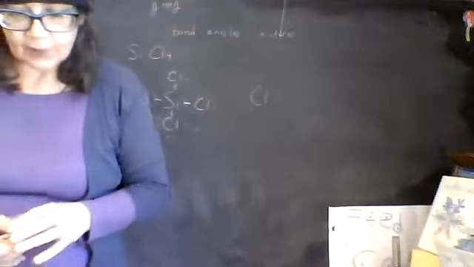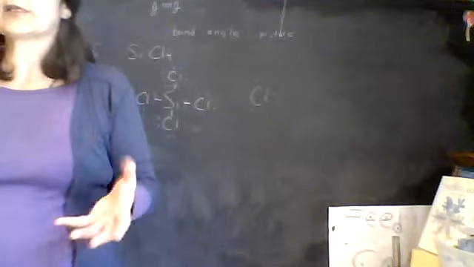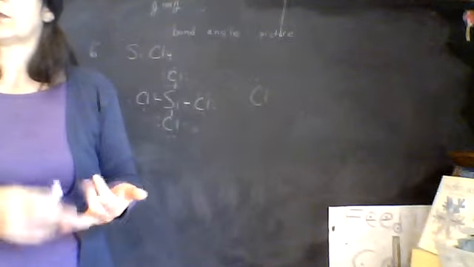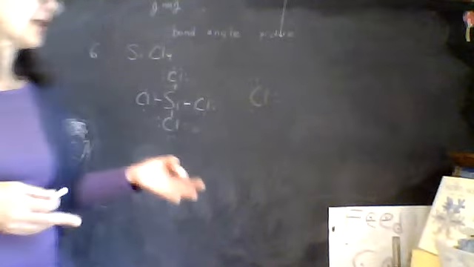Okay, so it's going to be pretty obviously what kind of shape? A tetrahedron. Yeah, it's one of the tetrahedrons. Which of them is it? The tetrahedral, the pyramidal, or the bent? It's the tetrahedral. It's the one that has all 4 legs in place, right?